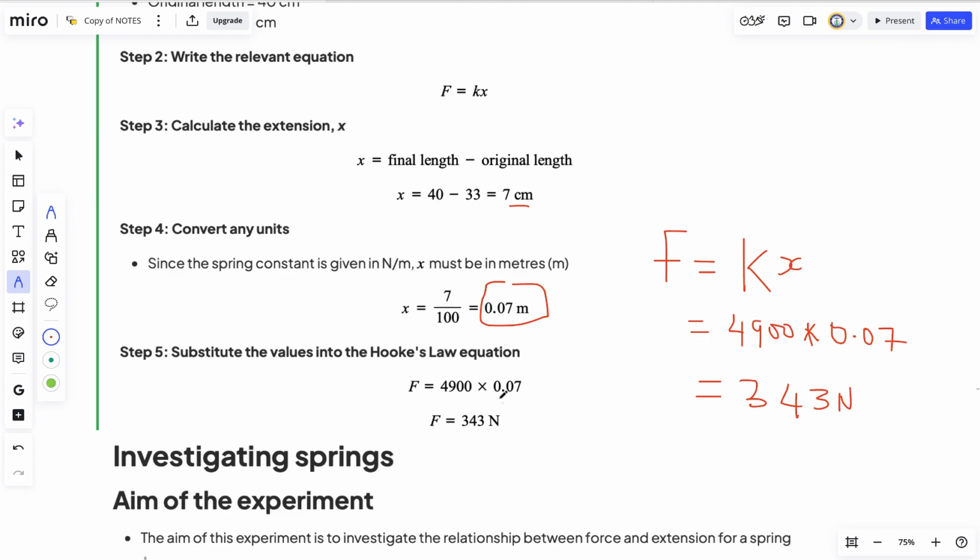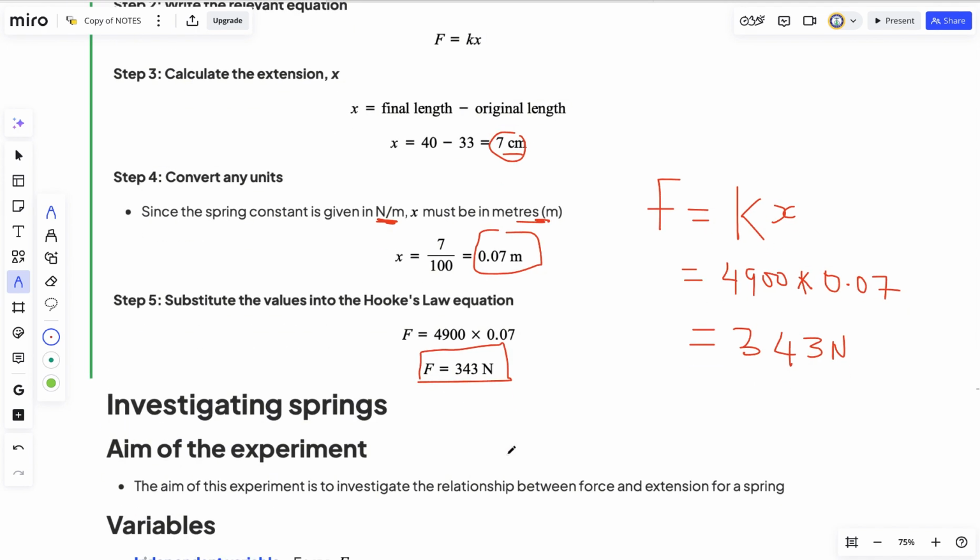In some cases they ask us to calculate the spring constant, but this question is asking us to calculate the force by giving us the original length and the final length. So you subtract, you get an extension. Then you convert based on the unit of the spring constant, whether it is in Newton per meter or Newton per centimeter. Since it's in Newton per meter, we must convert the extension to meter. That's how we got this for the Newton as the force, or the weight of the child.